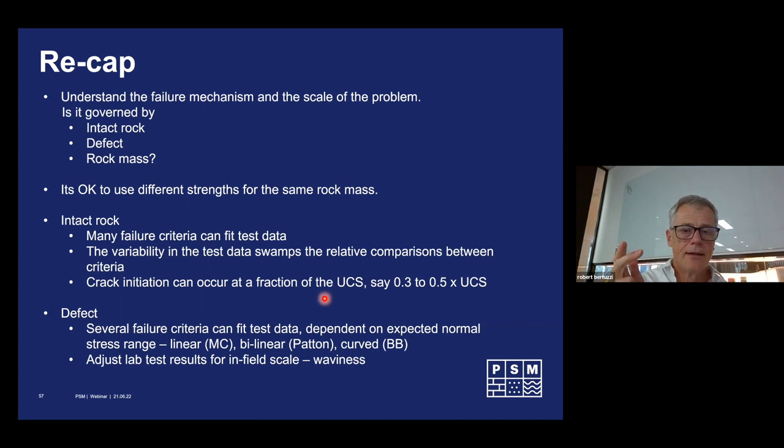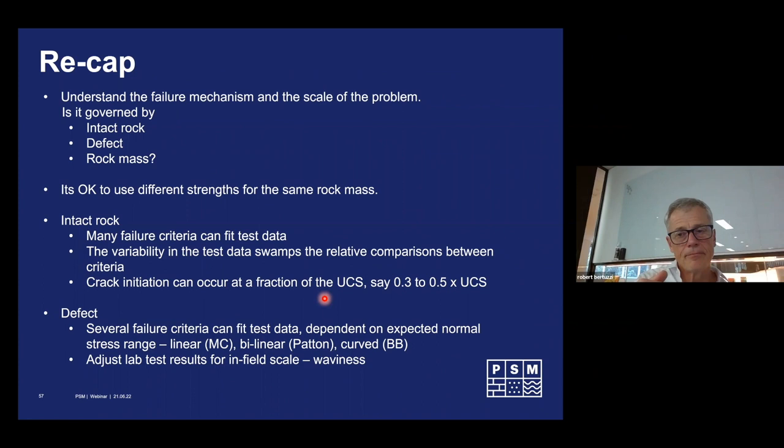The next bullet point is directed to a lot of my colleagues who get really confused when you offer different rock mass strengths, and they say it's the same rock mass. And you think, yeah, but it's the same as that steel bar, same as that rock bolt. Under different mechanisms, you're going to have different strengths. And it's okay to use different strengths for the same rock mass. We don't have that universal criteria.